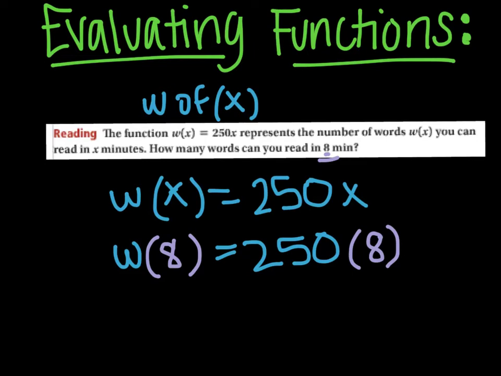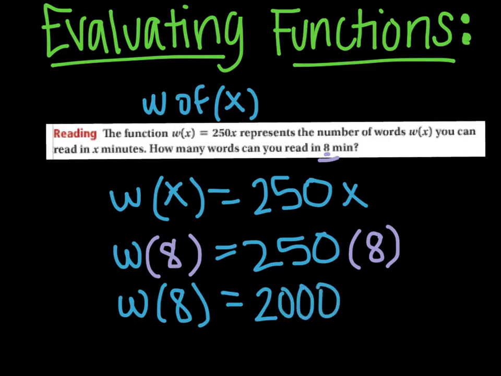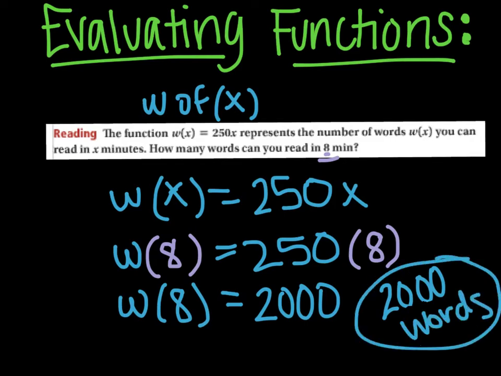So now our problem is saying W of 8 equals 250 times 8. So W of 8 equals, and you just multiply them together, you get 2,000. So your answer is you're going to read 2,000, oops, not pages, 2,000 words in that 8 minutes.